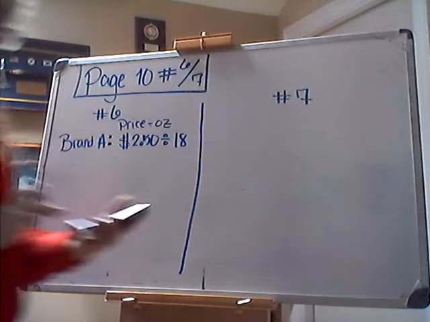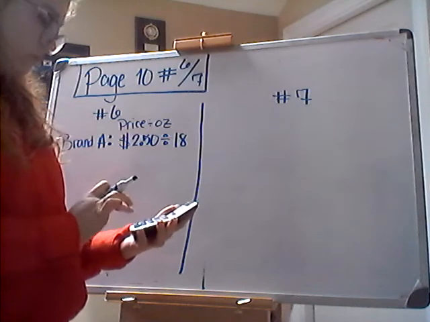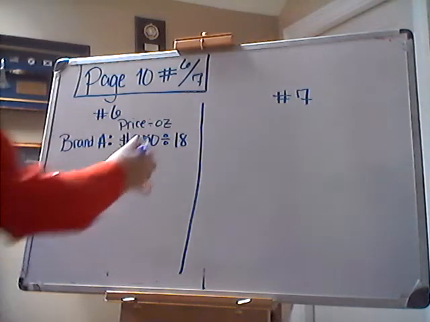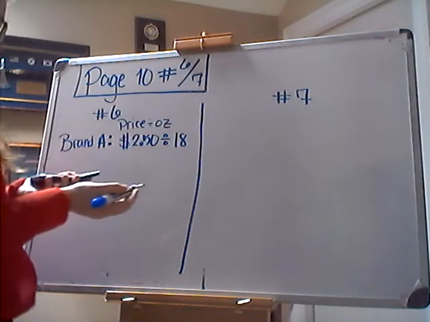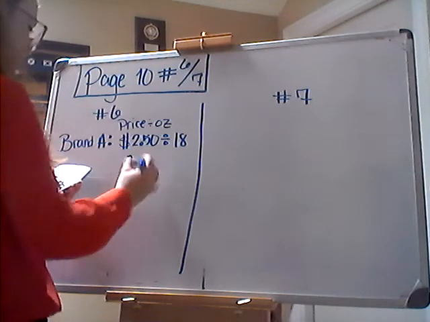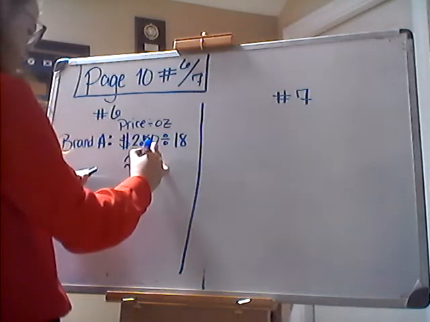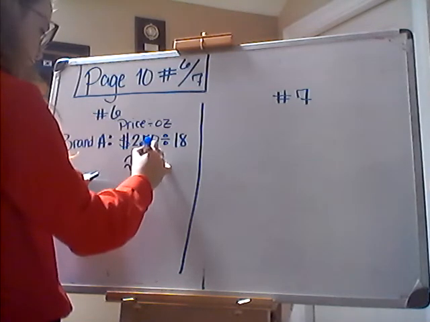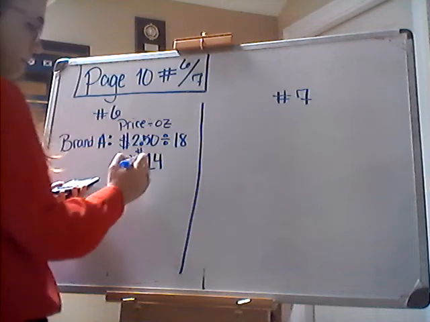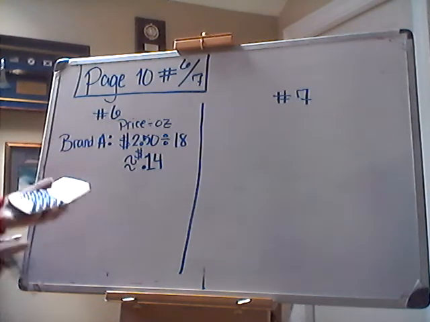Handy dandy calculator. 2.50 divided by 18. That's 0.13888888888. So that's approximately, rounding to the nearest hundredth, because money is always rounded to the nearest hundredth, approximately 14 cents, or $0.14. Dollar sign. Not the cent symbol, dollar sign. All right.